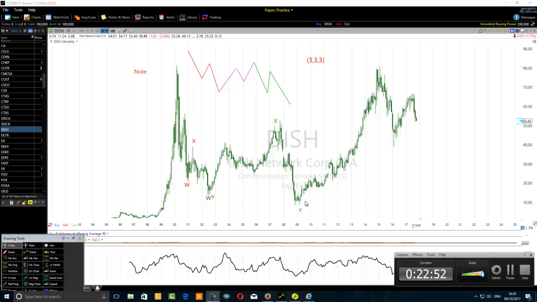WXY is one type of a complex corrective wave. All right. In theory, the W cannot be a triangle. But from George myself, remember that in the financial market, anything is possible. When somebody says to you, never, just say, all right, I understand that. But in your mind, you always think that anything is possible.